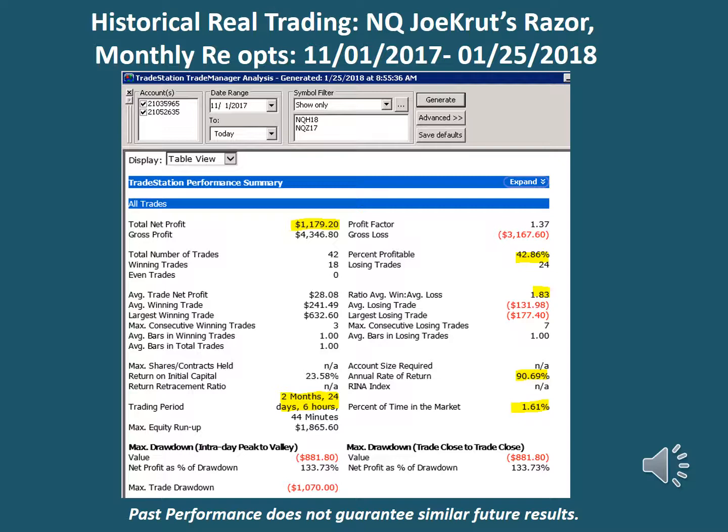And you can see, if you make about the same amount of money in half the time and you're in the market less, and the annual rate of return is better, this was a good switch. So the only difference really being that we took an instrument that had more volatility in it than the mini Dow. The NASDAQ, of course, is more volatile than the mini Dow.